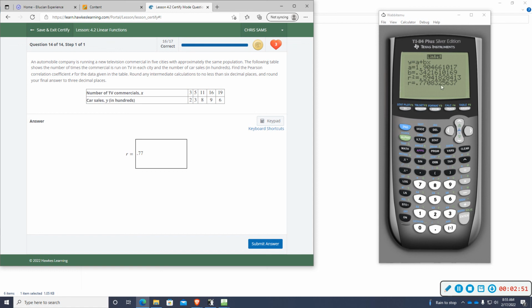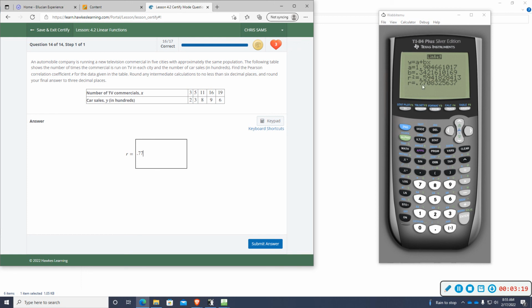This R value, the correlation coefficient, tells you the strength of the relationship. So it tells you how strong a predictor of commercials is to predict the number of car sales. So right now it looks like a positive relationship. The more commercials, you sell more cars. Okay, you show fewer commercials, you sell fewer cars. However, it's not exact. It's not a perfect relationship.